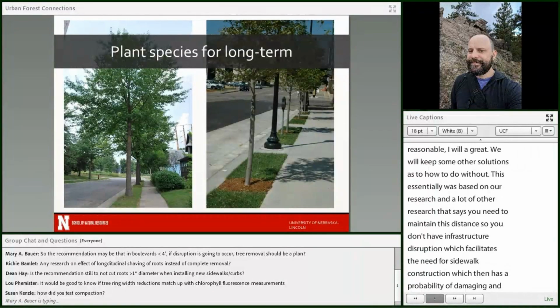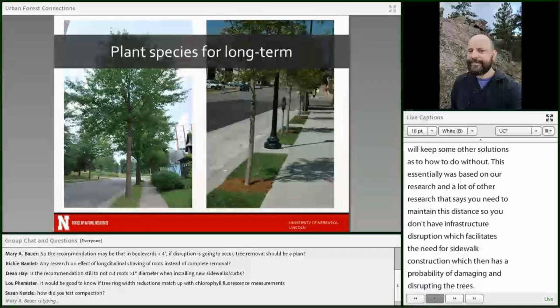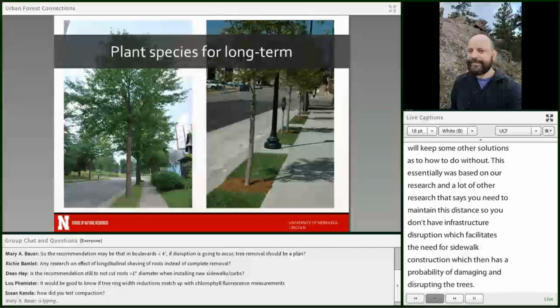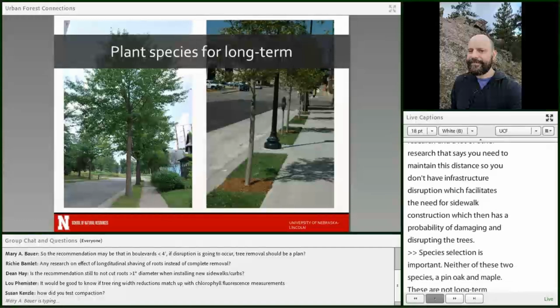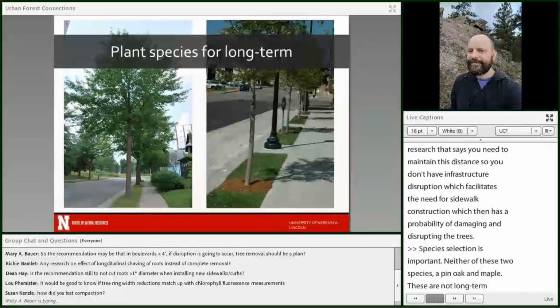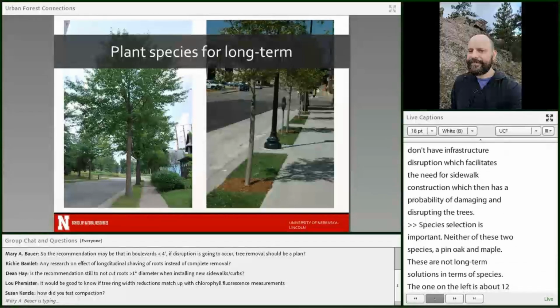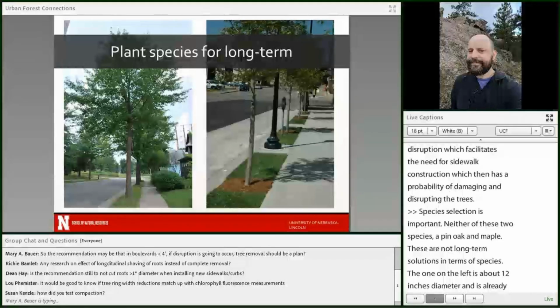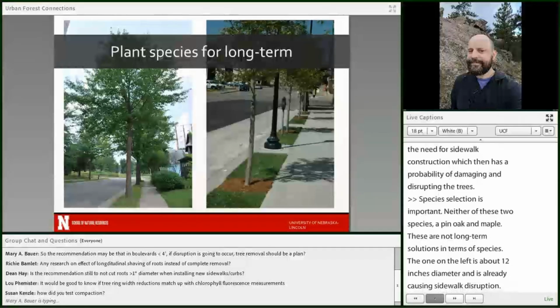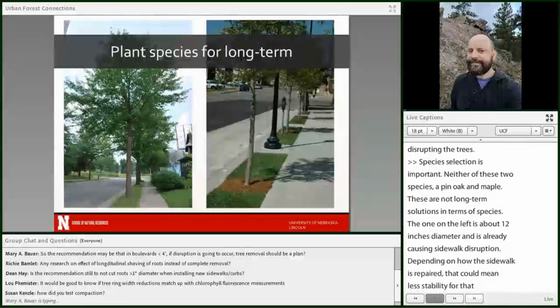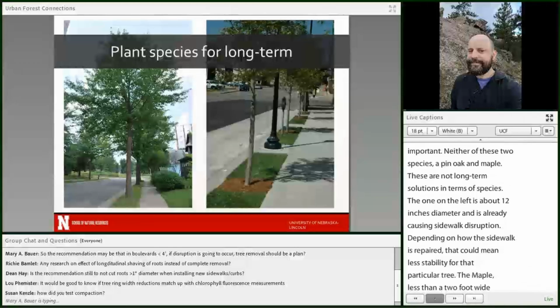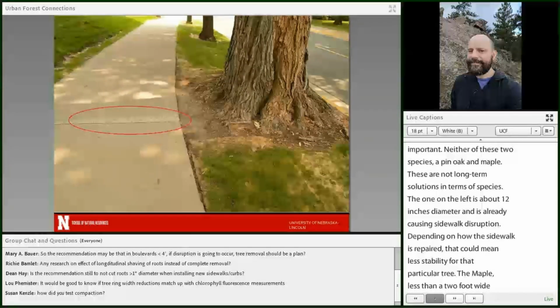So species selection, I know this is no news to anybody, is very important. Neither of these two species, a pin oak on the left and maples on the right, are long-term solutions in terms of species. The one on the left is about 12 inches diameter, and it's already causing sidewalk disruption, which, depending upon how the sidewalk is repaired or dealt with, could mean less stability for that particular tree. The maple is in a boulevard less than 2 feet wide. Obviously, those trees are not planted for the long term in that particular situation.